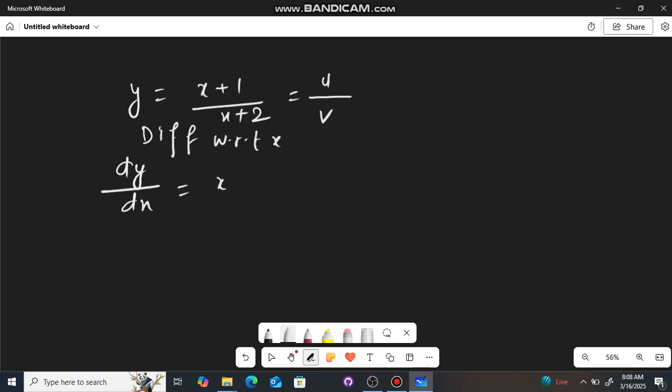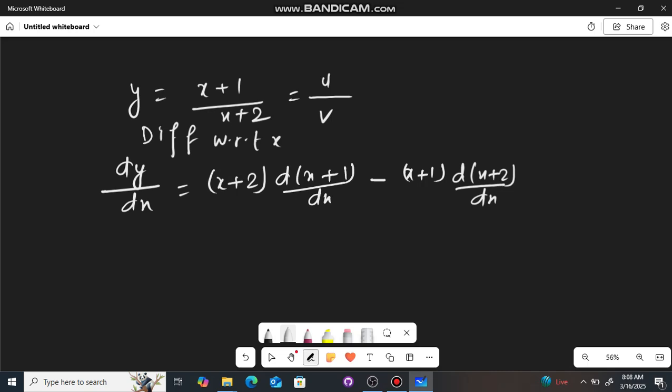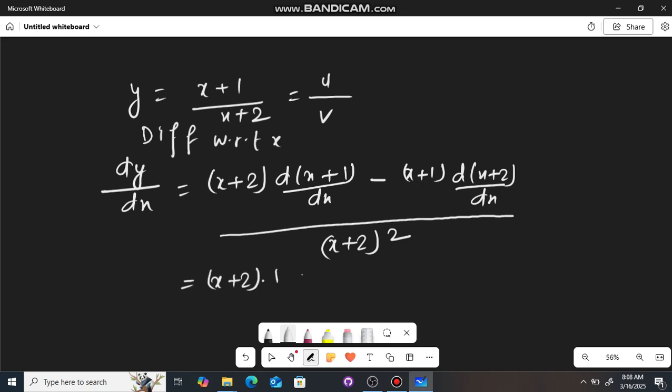So our formula is v du by dx minus u dv by dx upon v square. It's a little bit complicated to solve this kind of differentiation. So this is (x plus 2) here. Differentiating this, we are going to get 1. Similarly, minus (x plus 1), differentiating the above term, we are going to get 1, and divide by (x plus 2) whole square.